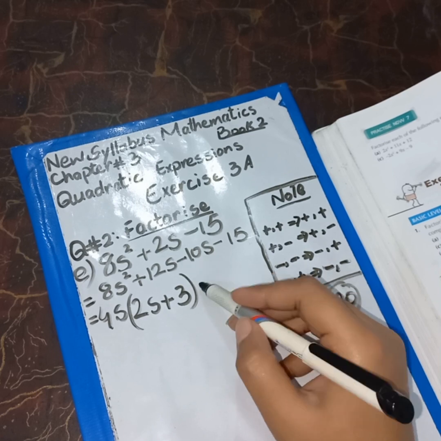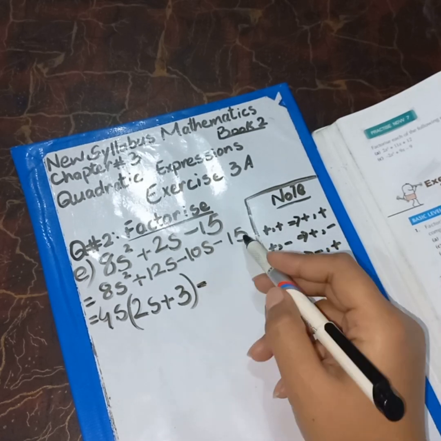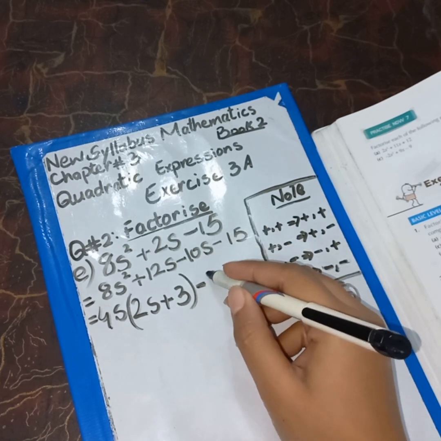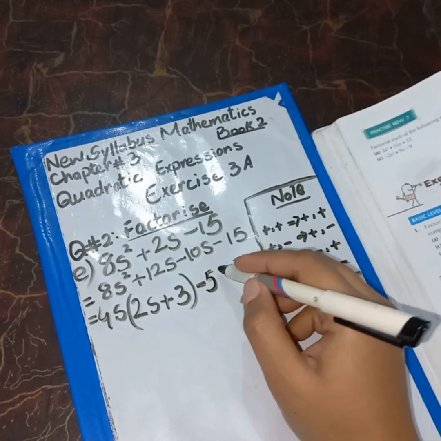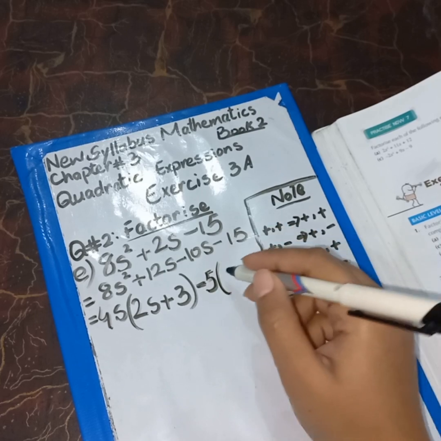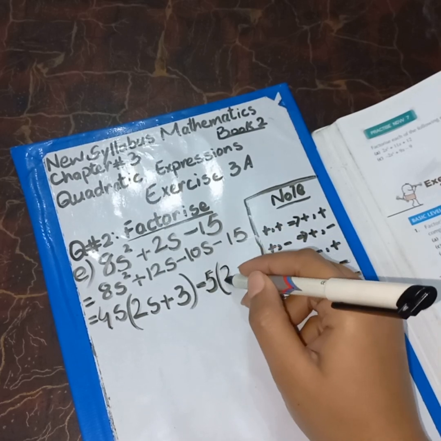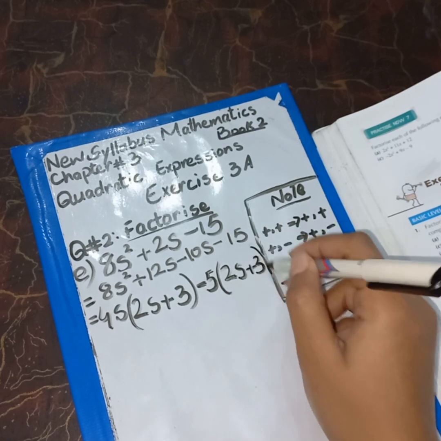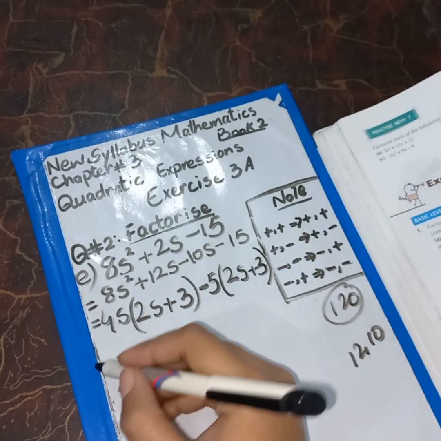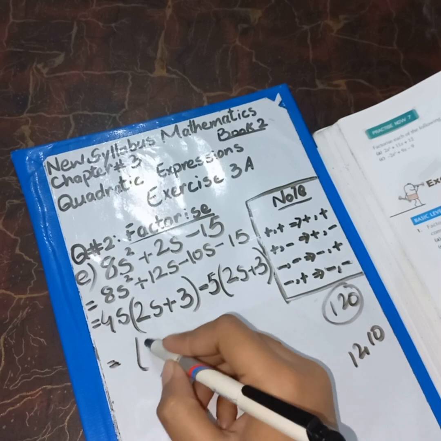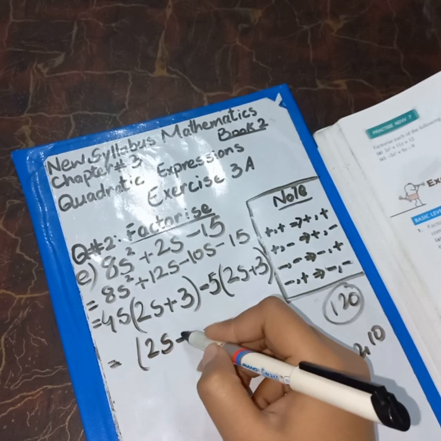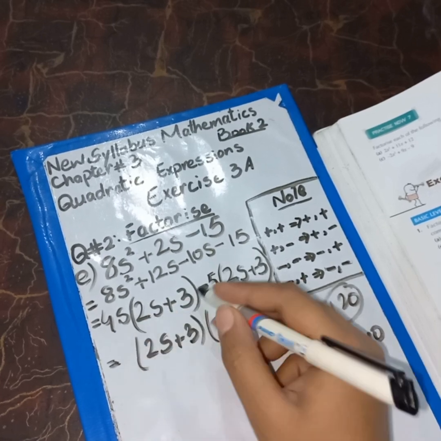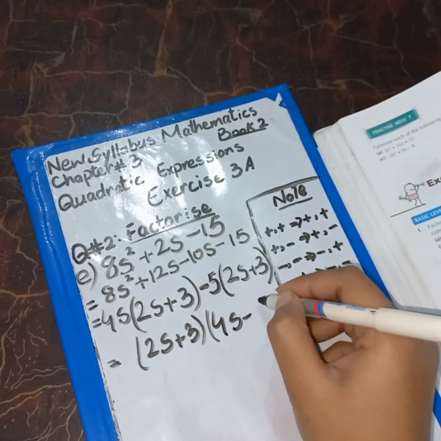Then minus, the common factor of 10 and 5 is 5. There is no common variable. So 5 2s are 10s, minus minus plus, and 5 3s are 15. Writing them together now, with the common thing 2s plus 3, and the uncommon 4s minus 5.